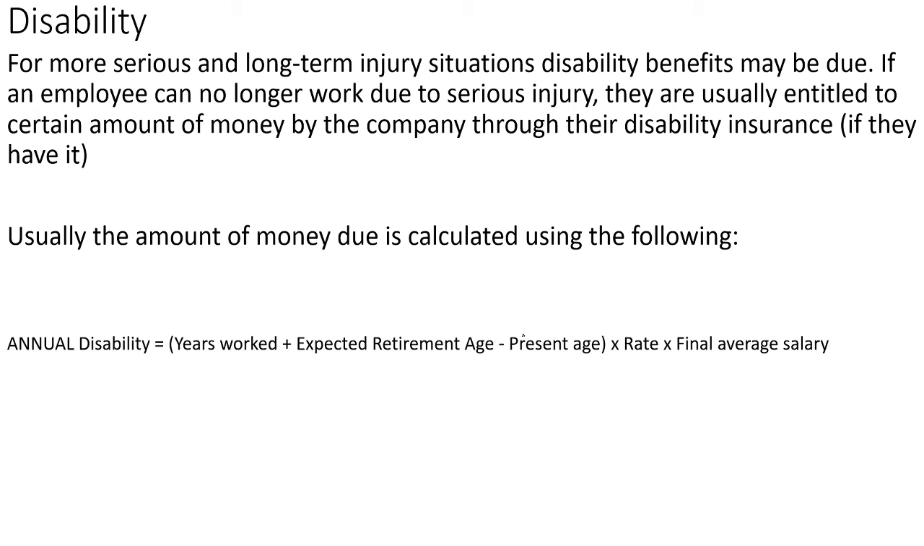Disability is something a little bit more serious. Disability insurance is usually either provided by the company or by somebody else's private disability insurance if you have that. Again, it just depends on who you are and who you work for. But that's usually used when you are suffering an injury that you cannot come back to work for. So you're permanently disabled, you can no longer work because of the injury you suffered at work, and therefore you're entitled to certain benefits either on an annual or a monthly basis.